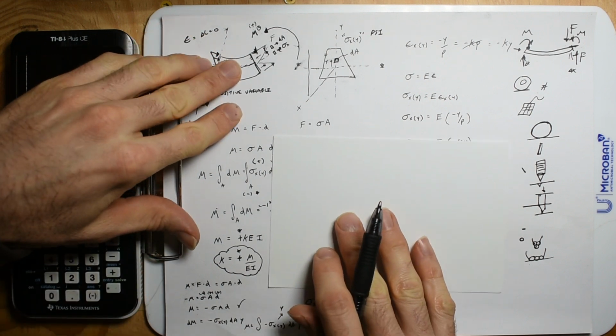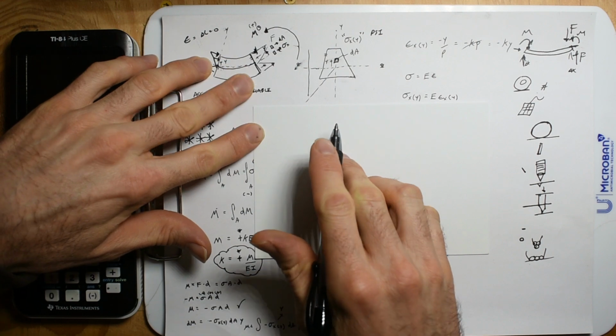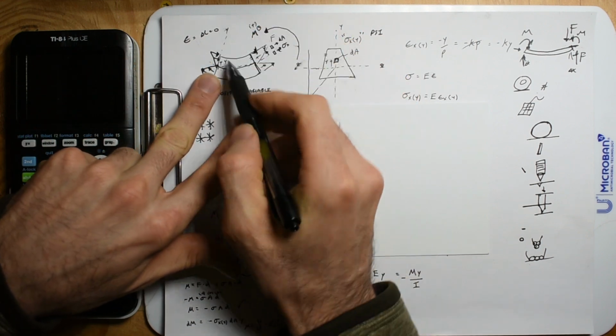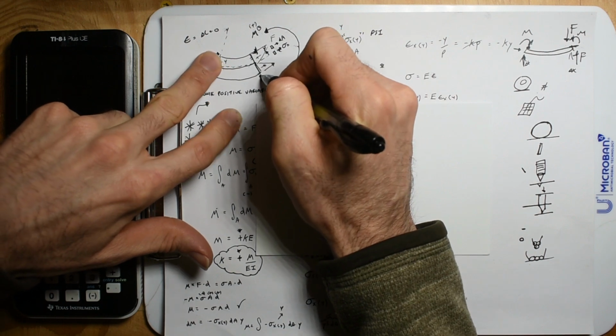And what we do is we use, and this is our origin, so we have our y and our x, and now we're just going to look at this face right here.